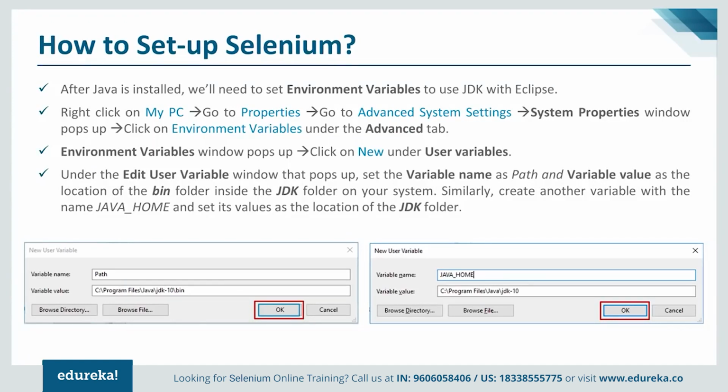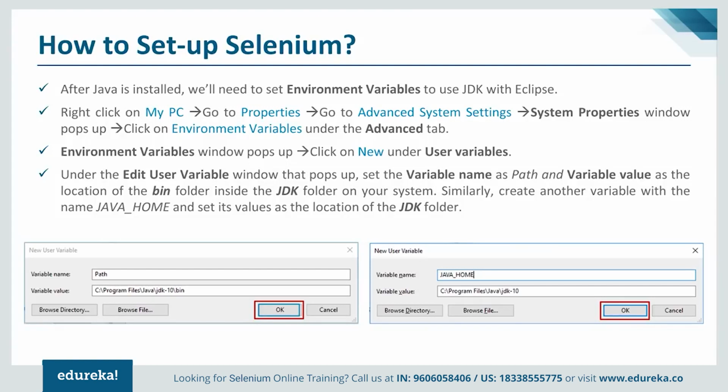Find the Advanced tab under it and go to Environment Variables. Once you've done that, the Environment Variables window pops up. Find the user variables and click on the New button under them. Once you've done that, there should be a window that says Edit User Variable. Now under that window, go to the variable name and set it as Path.